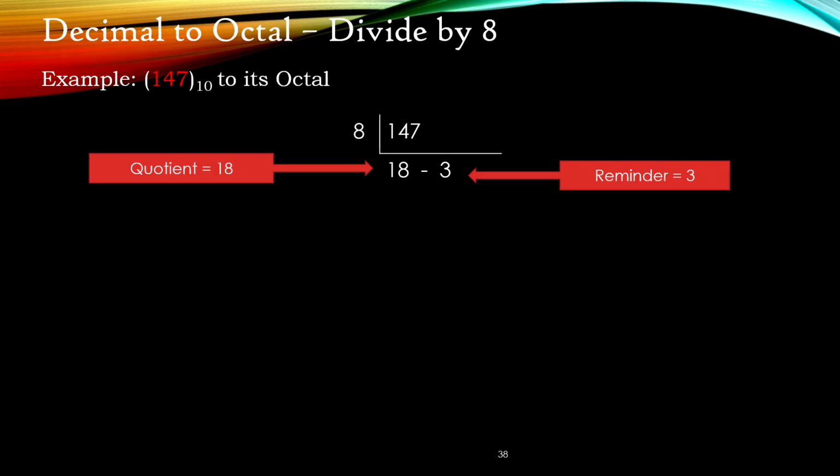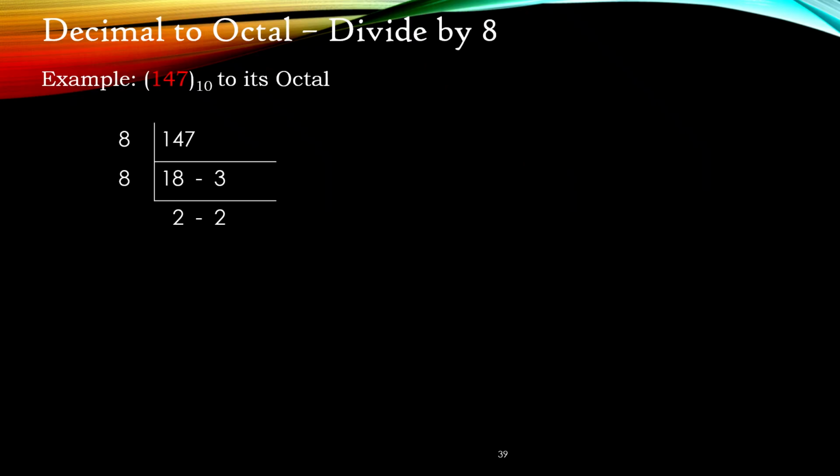So again, the condition is being checked. 18 is greater than 8. Yes, it is true. So I'm going to continue the division. So 18 is going to be divided again by the base value 8. So here we are going to get the quotient as 2 and the remainder also as 2.